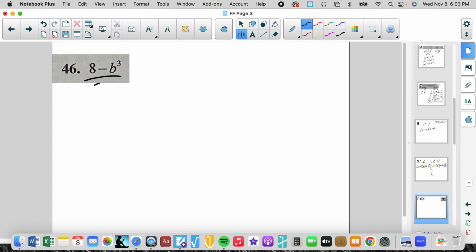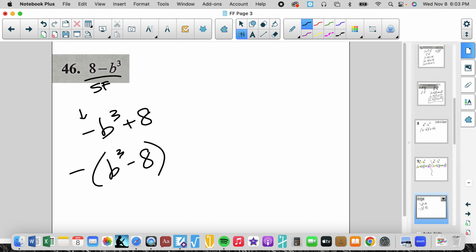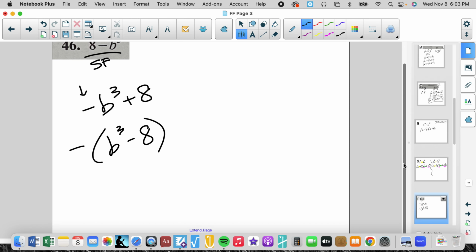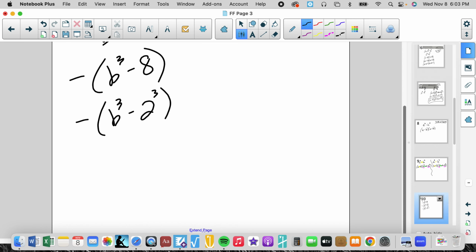Now this is not in standard form, so I'm going to rewrite this. And now this is not the difference of cubes, and we have a first term negative, so I'm going to factor out a -1. And now it turns back into the difference of cubes. So this is b cubed minus 2 cubed, that base.